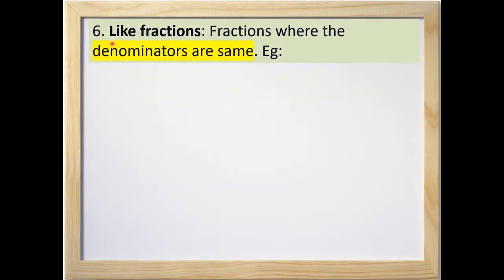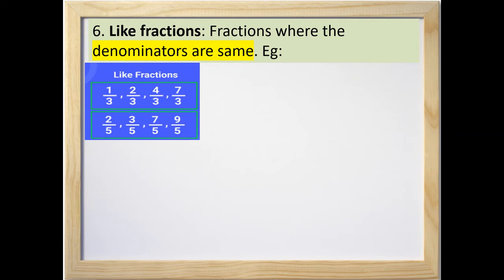The next type of fractions are like fractions. What are like fractions? Like fractions are fractions where the denominators are same. That means for two or more fractions, if the denominators are same, then they are called like fractions. For example, we have 1 by 3, 2 by 3, 4 by 3, 7 by 3. Here you can see the denominators are all same. So such fractions are called like fractions.